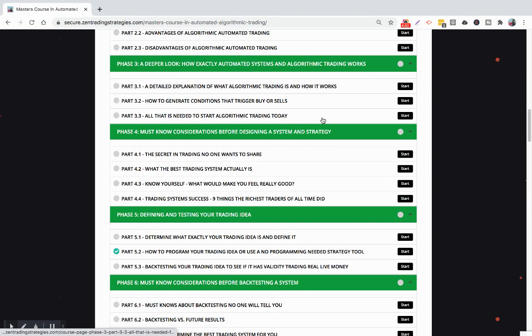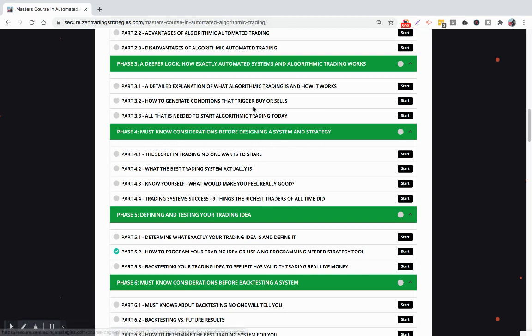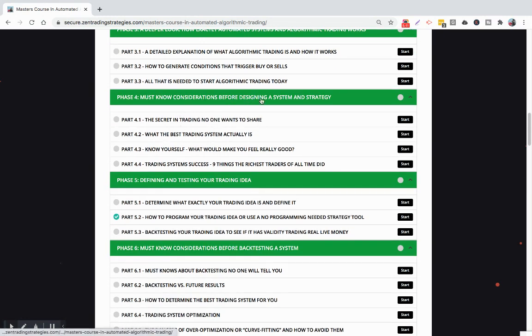That includes the hardware setups, how to do it on your computer, what brokers to use, what automation tools to use, how to access them, everything. Costs, we'll go over every single detail. And you can get started very cheaply, inexpensively, and get started quickly today. You also learn must-know considerations before designing a system and strategy.